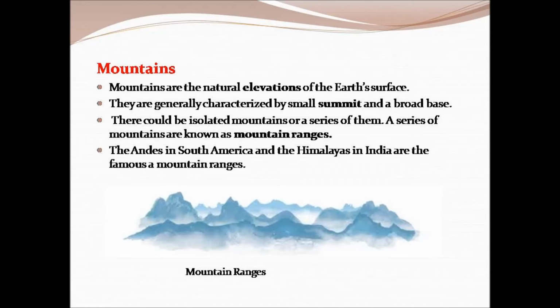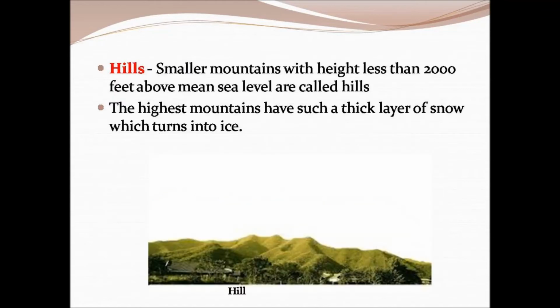So the Himalayan mountains are said to be a continuous range of mountains and they are not only extended but also very high. And now we will see what is the difference between the mountains and hills. Smaller mountains with height less than 2000 feet above mean sea level are called hills.